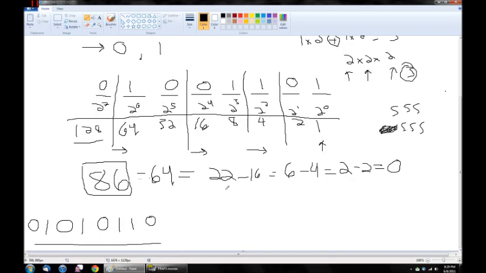1010110. And you can check this if you like to make sure that it does actually equal 86 by using the chart right here and using the values. So that's how we convert a decimal number into a binary number.